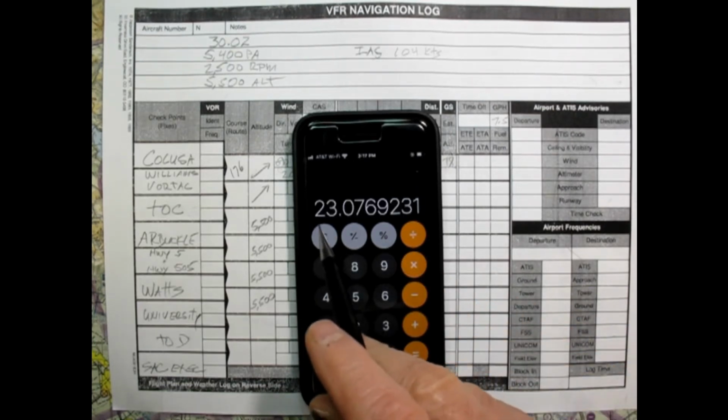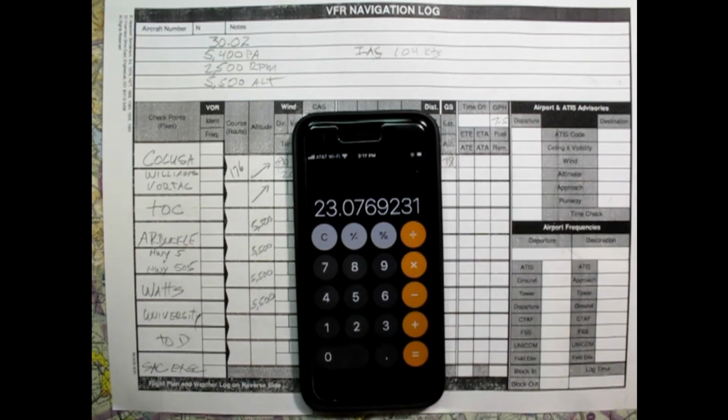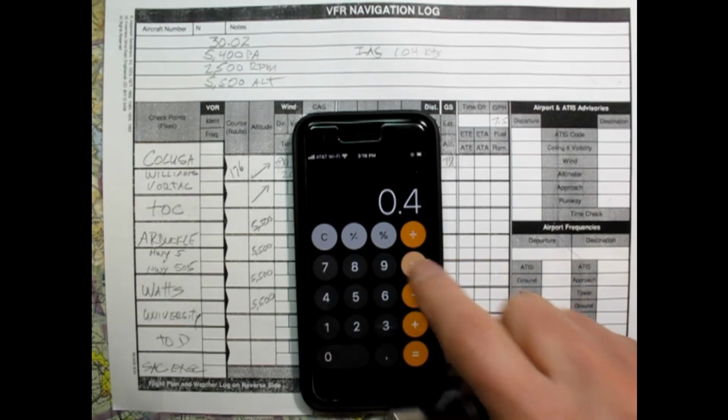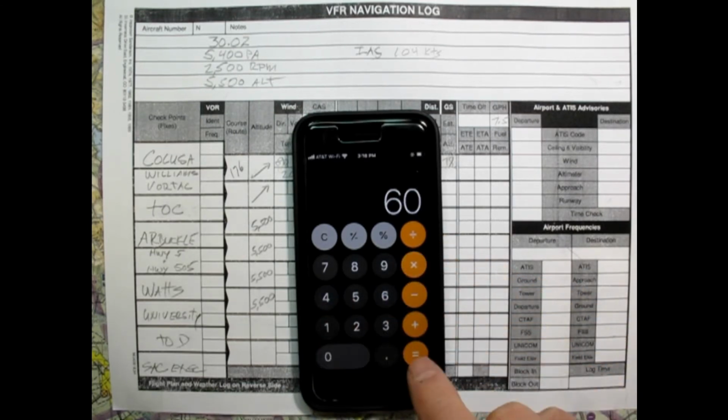And it gives us 23. So this little flight here, done with a calculator, is 5 minutes and 23 seconds. Now, remember with the E6B, it gave us 0.4. So we can multiply that times 60, and we come up with 24 seconds. So these are looking pretty good.